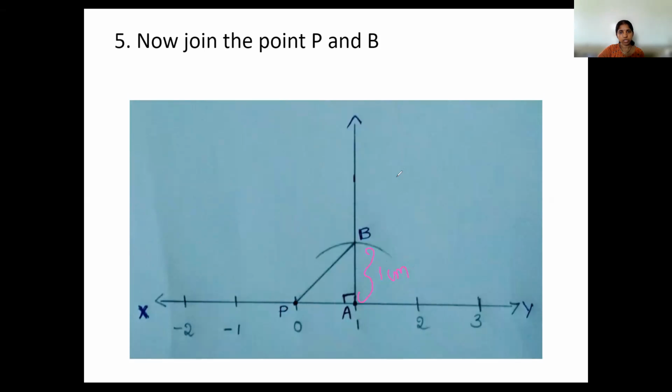Now what you have to do, we have joined. The next step is to join this B and P. Okay, joining this B and P. So that's the next step. Instead, you're measuring 1 centimeter from the point A to B. So after doing that, we will join this point P and B. After joining P and B, how will we mark this √2 on the number line? We have to represent √2 on the number line.